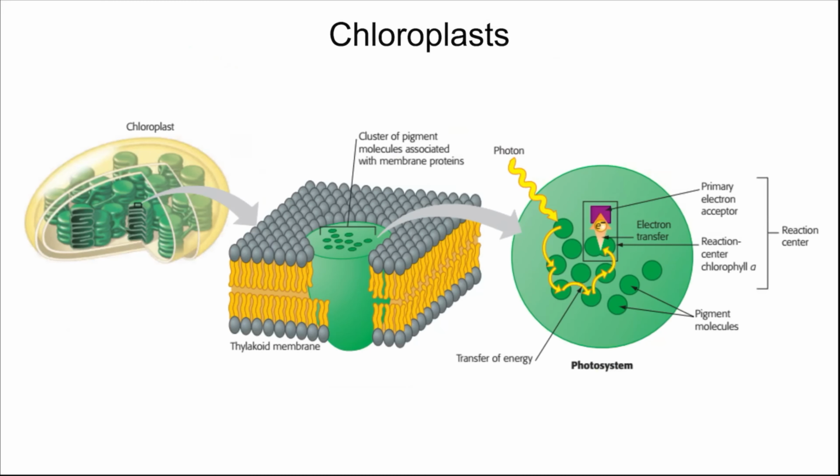Chloroplasts contain stacks of structures called grana. These tall grana structures contain flat surfaces known as thylakoids. Embedded within the membrane of a thylakoid are photosystems. A photosystem is a structure that collects the energy from a photon.